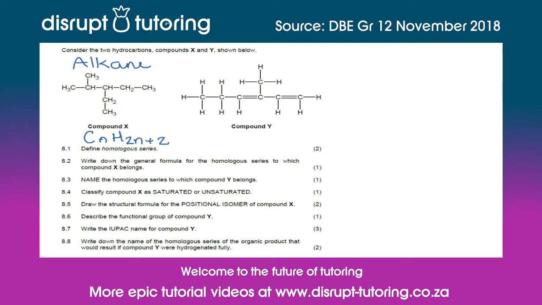Just like compound X, compound Y contains only carbon atoms and hydrogen atoms. Compound Y also contains two double bonds between the carbon atoms, so compound Y is therefore an alkene. Question 4 asks us to classify compound X as saturated or unsaturated.